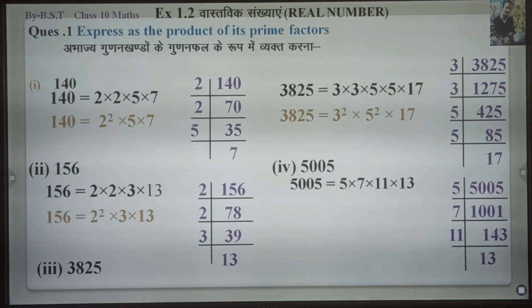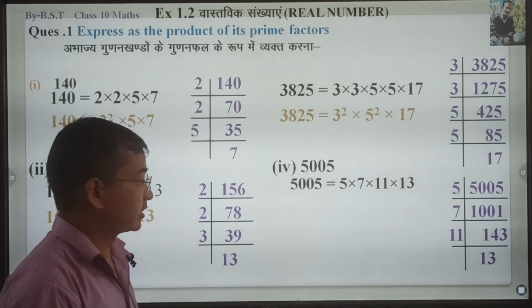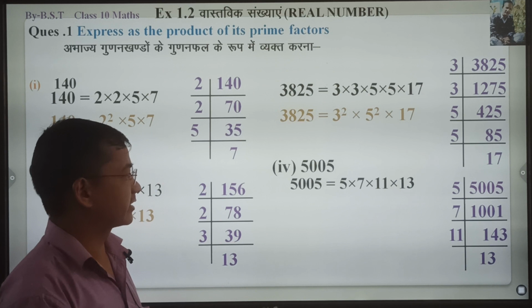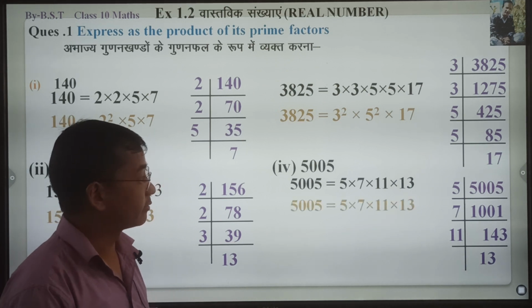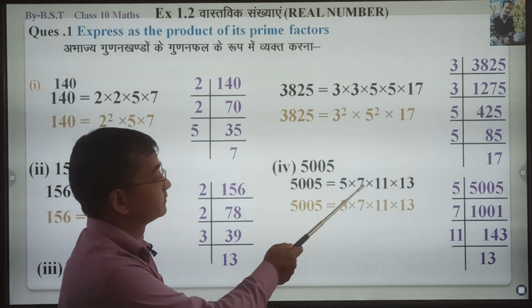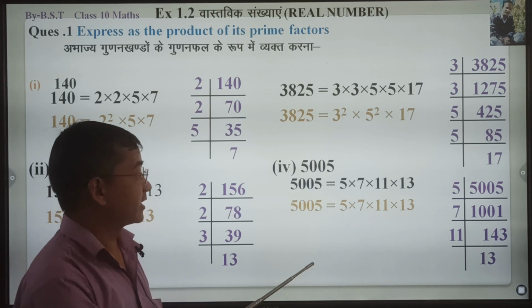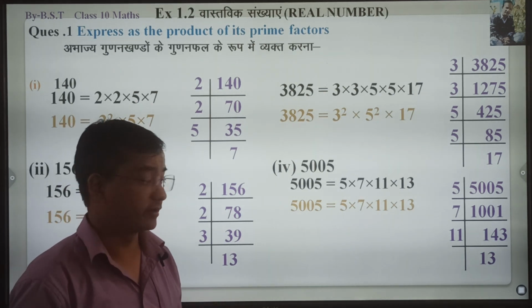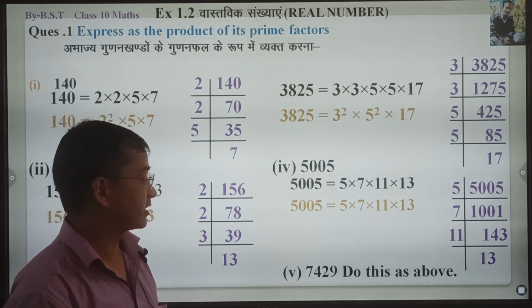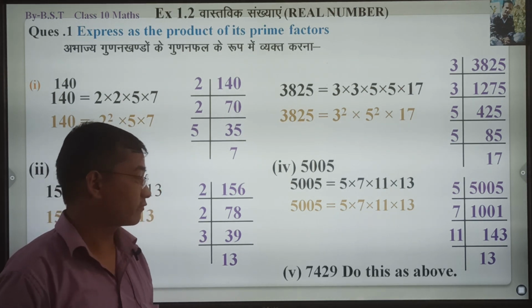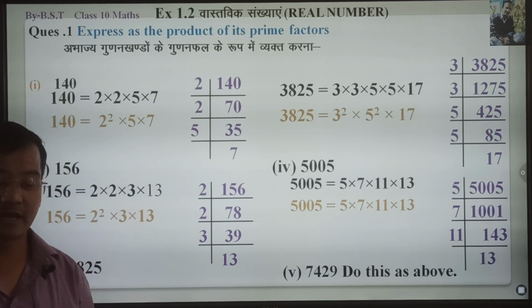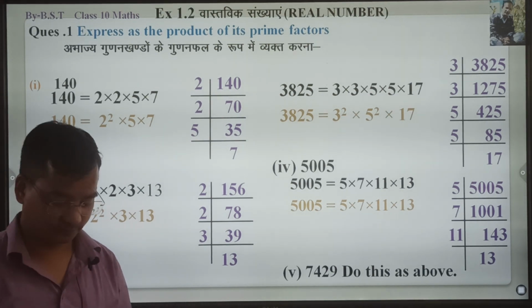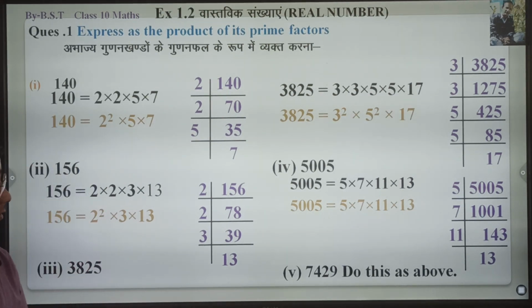So the prime factors of 5005 are 5 into 7 into 11 into 13, and finally we can write this, because they are not repeated, they are single. So we can write 5 into 7 into 11 into 13 are the prime factors of 5005. So students, similarly you can find the prime factors of 7429. Do practice. Thank you.